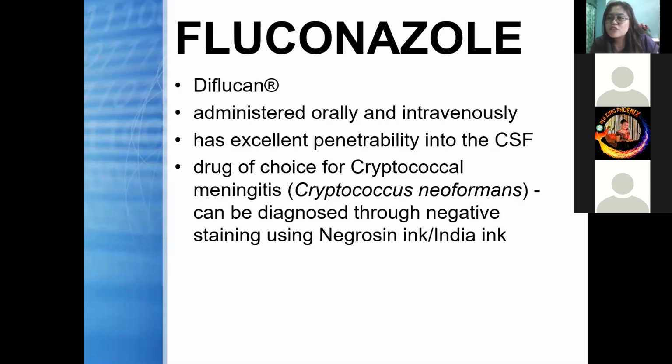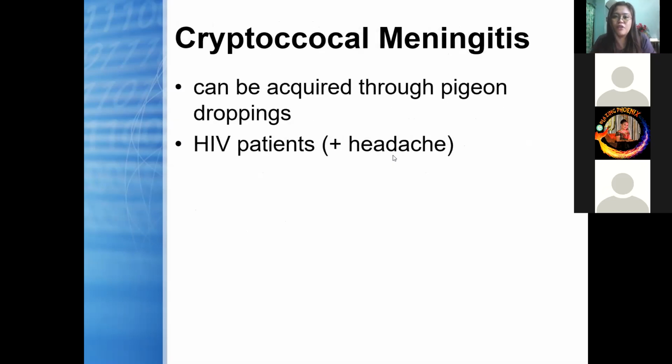So I don't know if it was mentioned in your microbiology class, how do we diagnose or determine the presence of Cryptococcus neoformans? We use a staining method for this. Just like our gram staining and our acid-fast staining, for Cryptococcus neoformans we use India ink or Nigrosin ink, which is used as a negative stain, again, to diagnose or determine the presence of Cryptococcus neoformans.